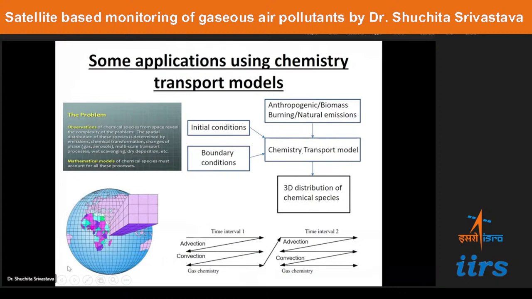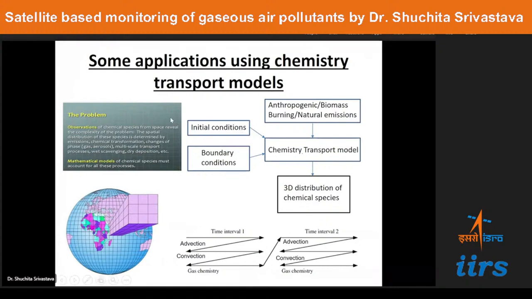So here you can see the grid boxes over the global region, and within each box, continuity equations for different species are solved, which basically show the change in the concentration of pollutants within that box due to advection, convection, and gas chemistry. A specified time period is considered, suppose 20 minutes, and initial conditions are considered. Initial condition means the globally 3-dimensional value of all the species at time t equals 0, the starting point.